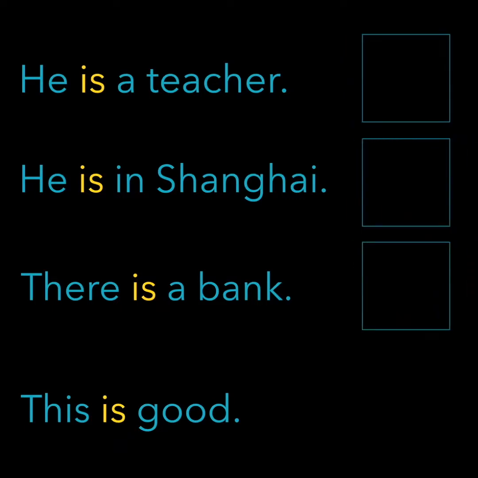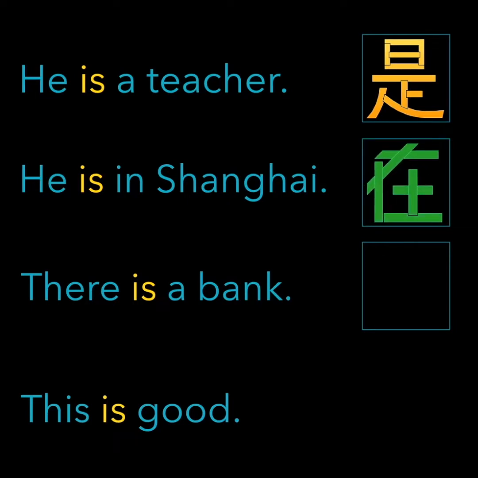For the first type of sentences, here represented by the sentence he is a teacher, we use the verb 是 to be. For the second type, he is in Shanghai, we use the verb 在 to be somewhere. For the third type, there is a bank, we use the verb 有, which means to have, but we also use it in the sense there is, there are.